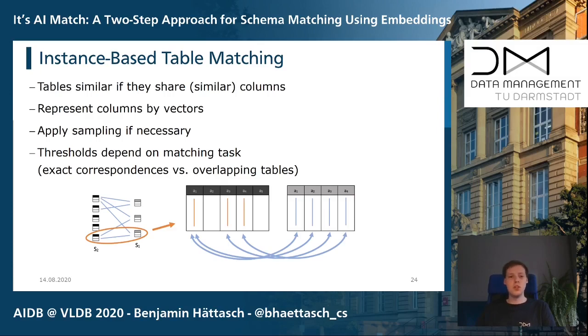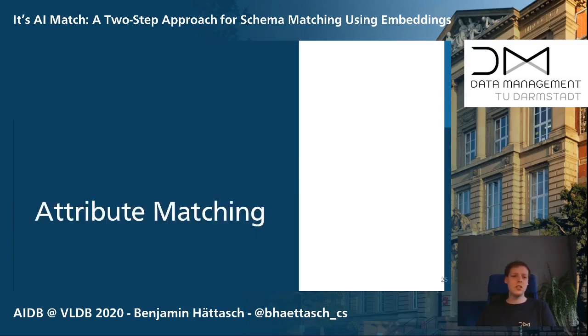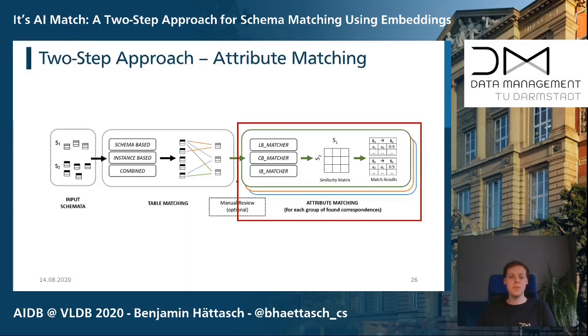And we also combined the 2 approaches, the instance-based and the structure-based approach, and found this combination to be the best among our approaches. Let's have a look at the second step, the attribute matching. Again, as I said, this matching step is run independently for each of the table pairs that were identified in the first step. And since we already know that there might be a correspondence between them, we can spend more time on assessing each of those.